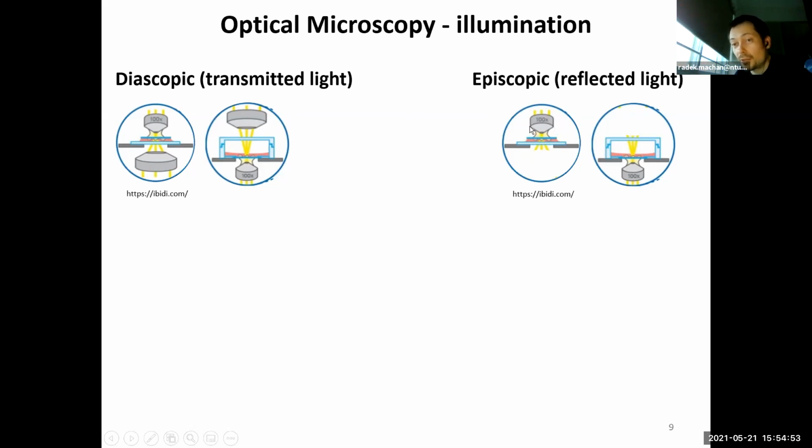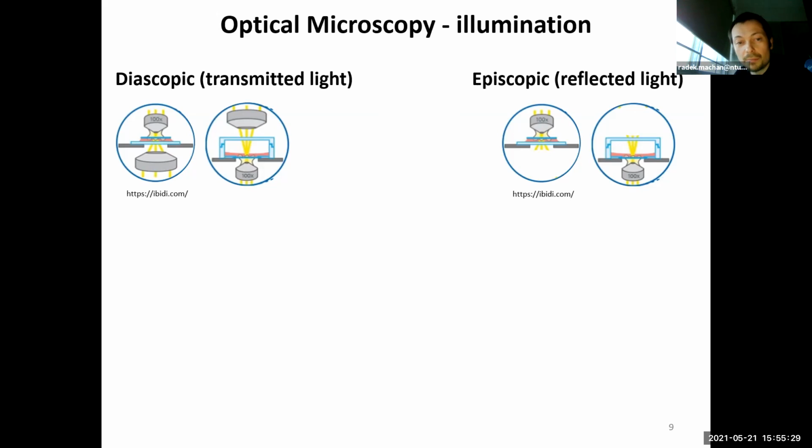In our daily life, we mostly observe things in the episcopic mode, because most of the things which surround us are not very transparent. Things like furniture, buildings, human bodies are not very transparent to light. So when we are looking at a building, we see the reflected light, we don't see much light coming through the walls.